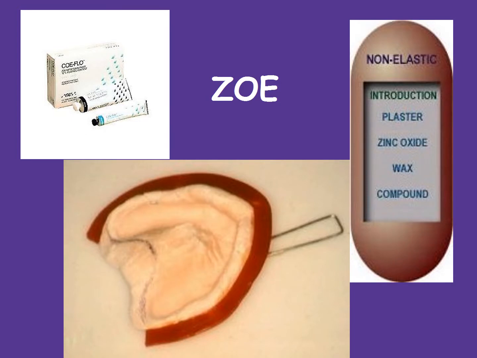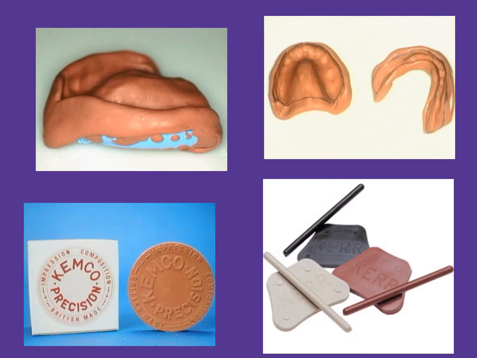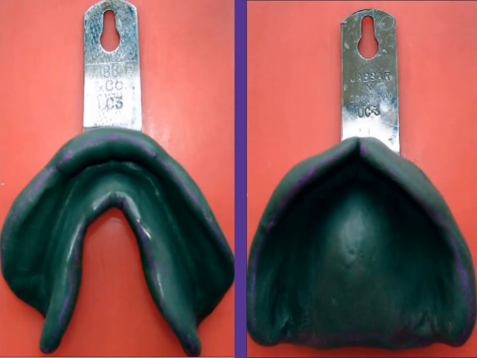Zinc oxide eugenol is a rigid impression material that is used for edentulous patients. These are impression compounds that are made from wax and come in the form of a wax sheet. This is an example of a rigid impression compound that is used for edentulous patients.